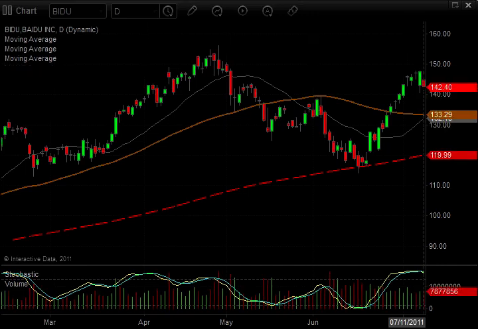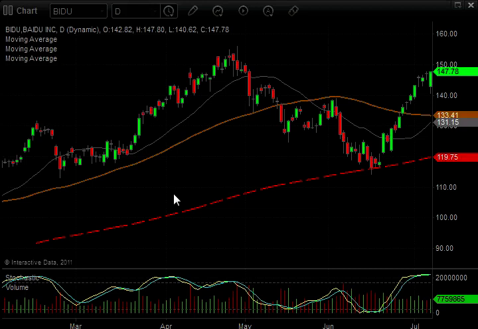Right now we're looking at a daily chart on Baidu, symbol BIDU. And I'm going to show you some different examples of where you'll find support and resistance areas. Right now I have three moving averages up. The 20 is the gray, the 50 is the orange here, and the 200 is this red line.